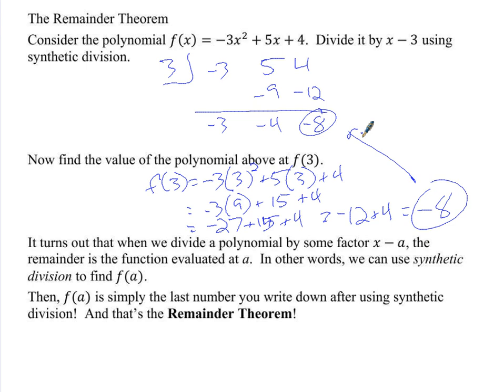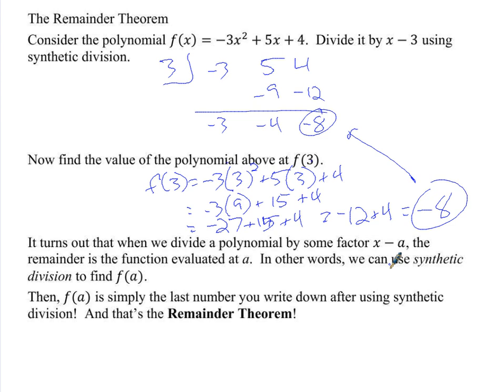Yeah, and that is exactly what the remainder theorem says. I can do synthetic division if I'm asked to evaluate a polynomial at a particular number. I can take that number and put it in the box and do synthetic division. And the number I get as my remainder will be the function evaluated at that number. It's way better than trying to plug in the number into the polynomial and trying to evaluate it down.